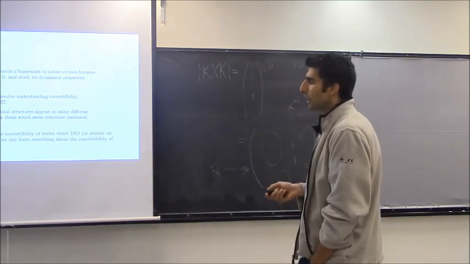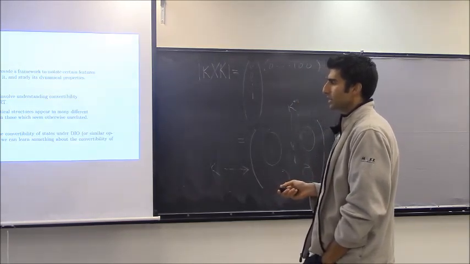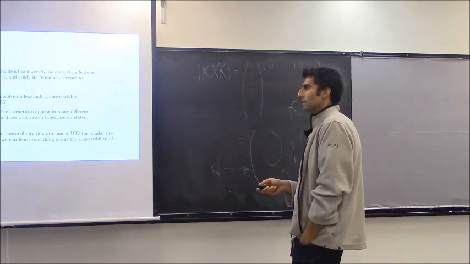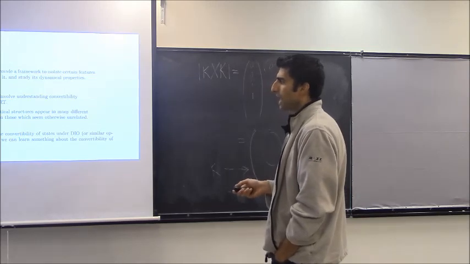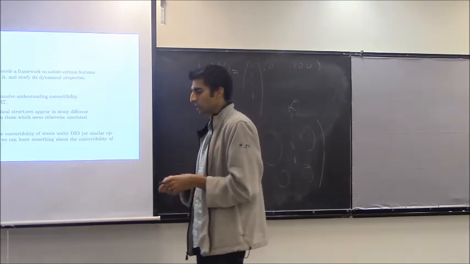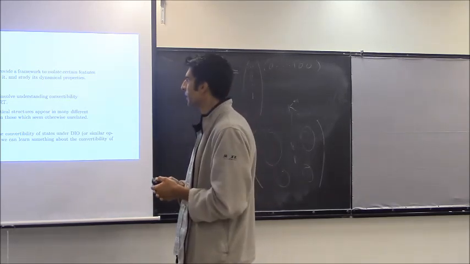So for example, by studying the convertibility of states under DIO in coherence theory, we can learn something about the convertibility of states in entanglement theory. And in fact, I can go into this in more detail, but it takes a little bit of time to unpack. Suffice to say that there are connections between the two, and I think we're learning new things by inventing and studying new resource theories.